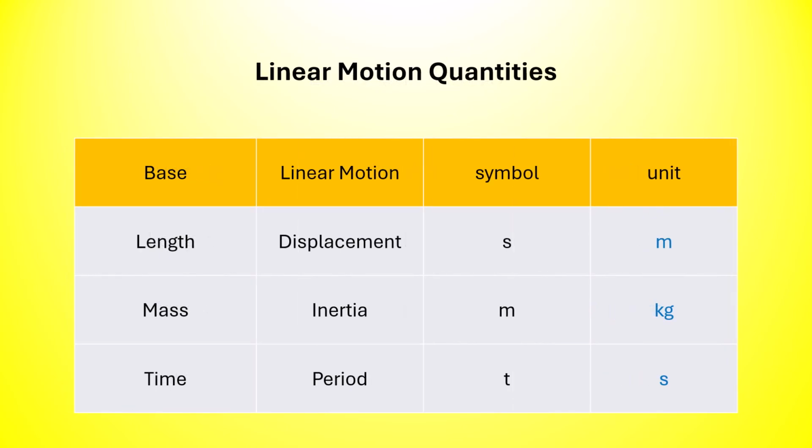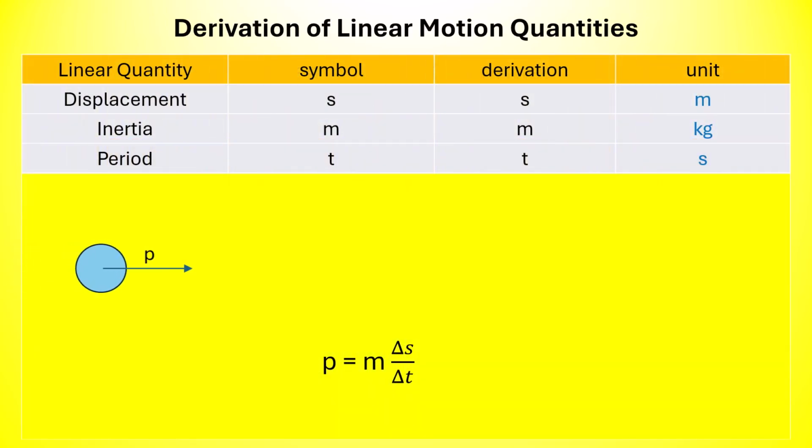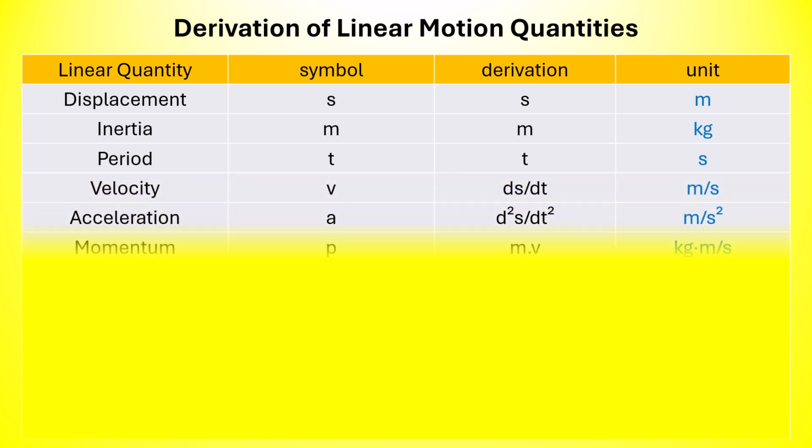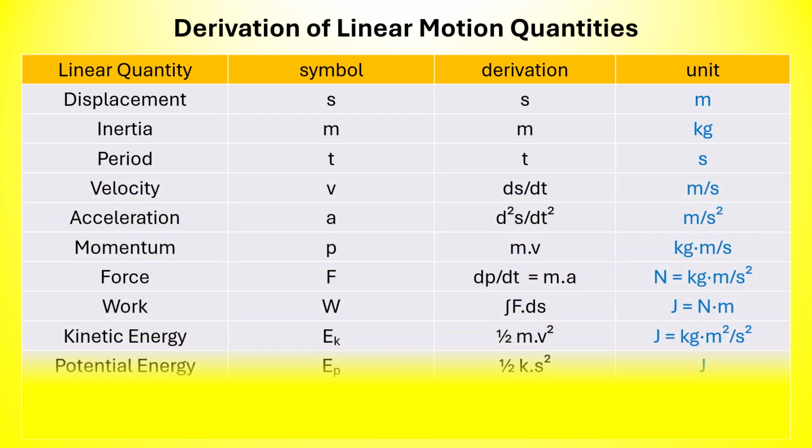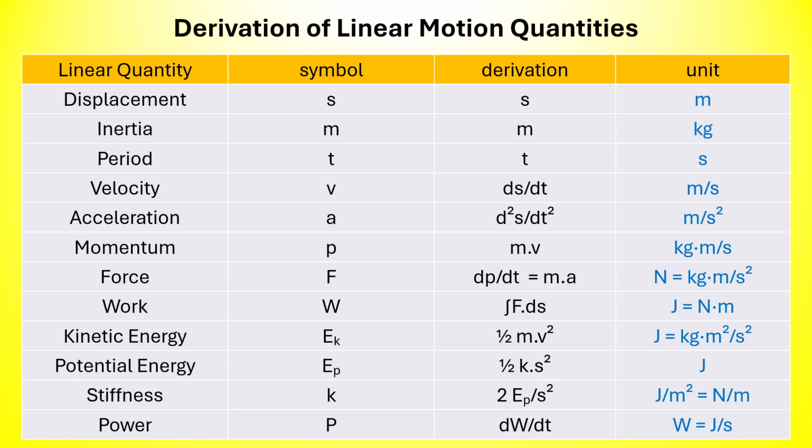In relation to linear motion, the relevant quantities are displacement, inertia, and period. They have the same units as length, mass, and time, respectively. The base quantities are used to derive other quantities that describe linear motion. They are velocity, acceleration, linear momentum, force, work, kinetic energy, potential energy, stiffness, power.